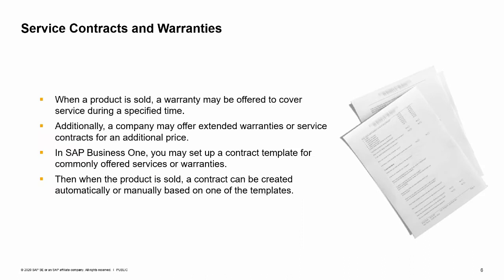When a product is sold, a warranty may be offered to cover service during a specified time. Additionally, a company may offer extended warranties or service contracts for an additional price. In SAP Business One, you may set up a template for commonly offered services or warranties. Then when the product is sold, a contract can be created automatically or manually based on one of the templates.